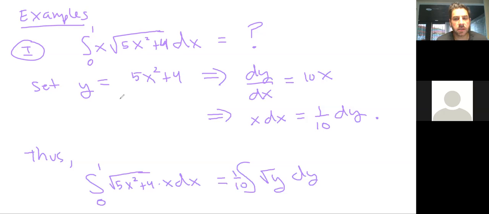Now, there is one subtlety. My original integral was in the variable x, but I moved on from x land. I am now in y land. And so my bounds that I started with, the 0 and the 1, those no longer apply, because those bounds were where x started and where x ended. But now I need to know, where does y start and where does y end?